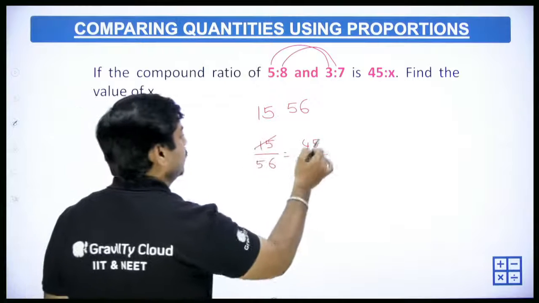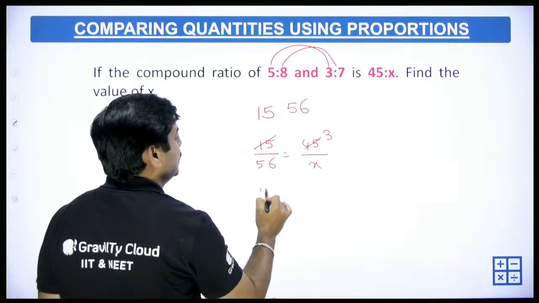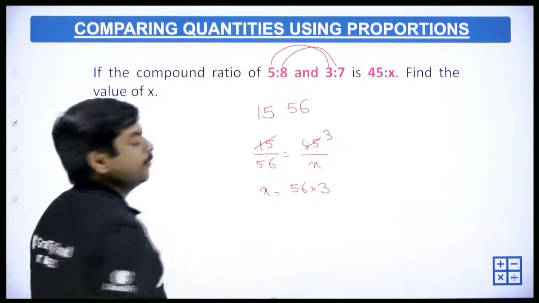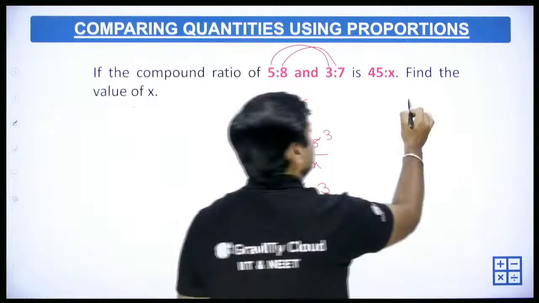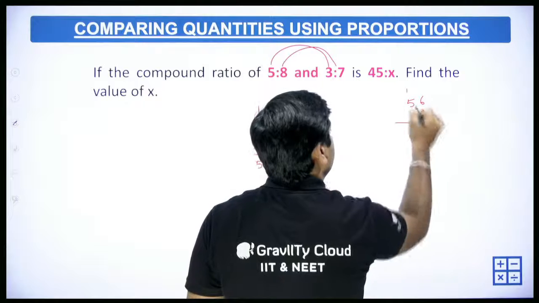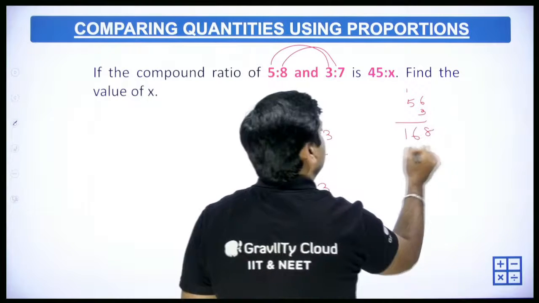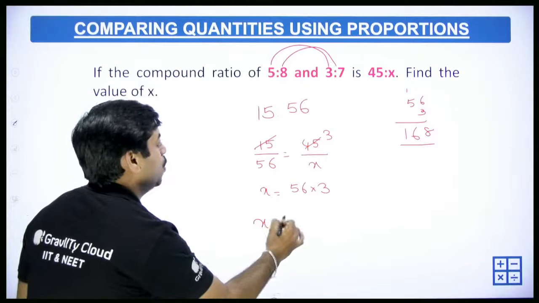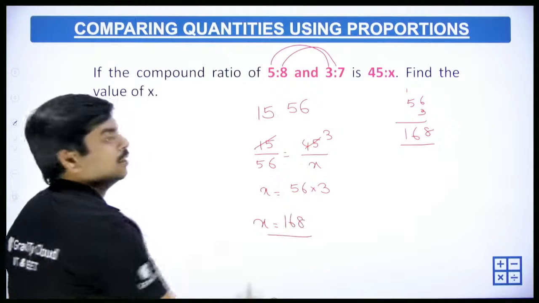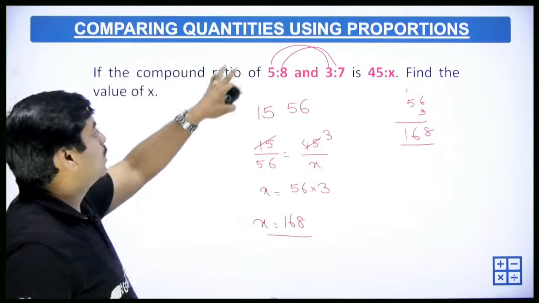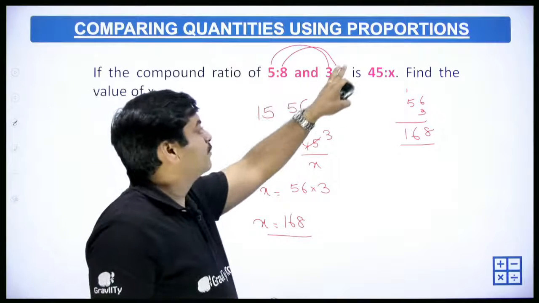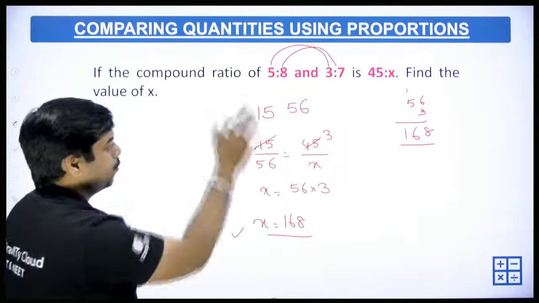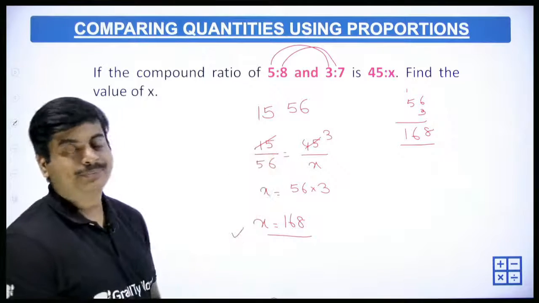So 15 ones, 15 threes. So cross multiply: x is equal to 56 into 3. 56 into 3, 6 3s are 18, 5 3s are 15, so that will give you 168. So the value of x is 168. Once again, please cross check all this.